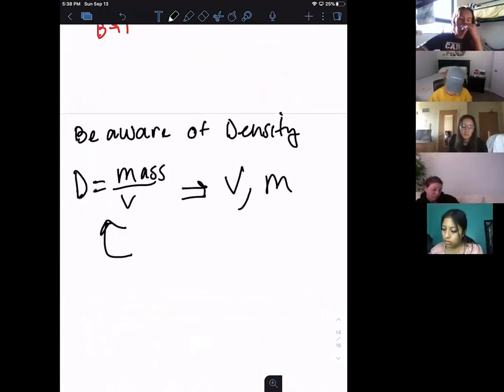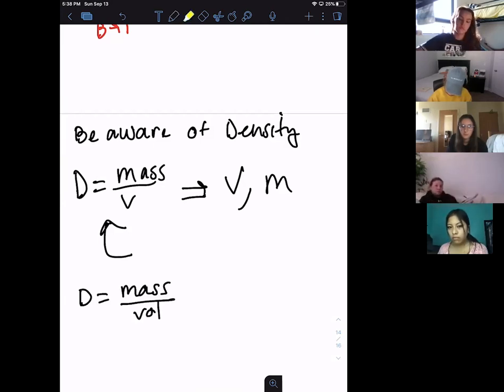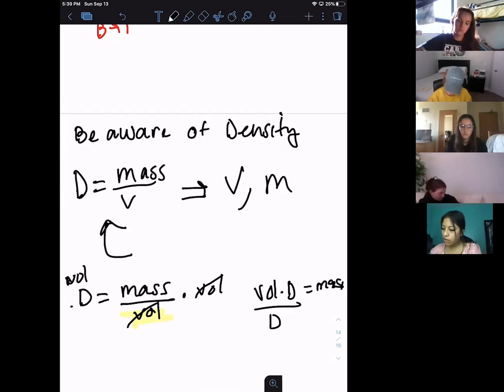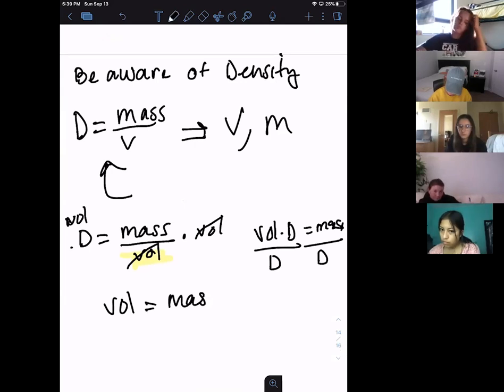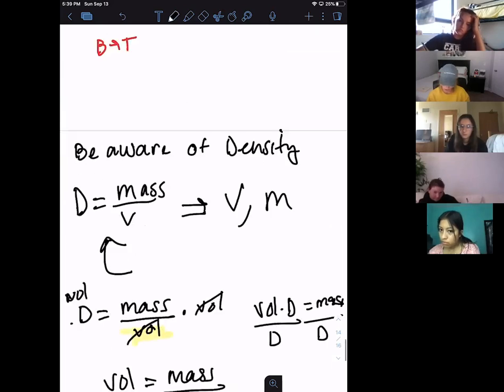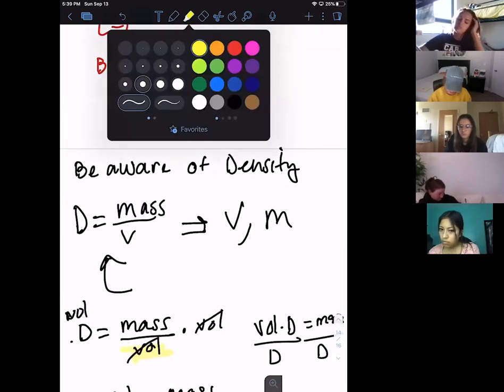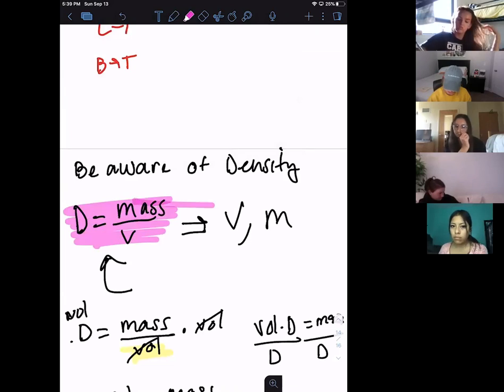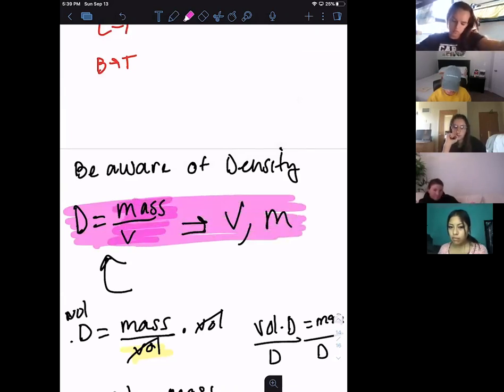So when I'm saying that, if I had density equals mass divided by volume, and I want to solve for volume, then I would multiply by the volume, multiply by the volume, volume times density equals mass, okay? Divide by density, so we can say that volume equals mass over density. And that's just one of the ways to manipulate the equation. But just know that from this equation, okay, you can manipulate to solve for volume or mass.